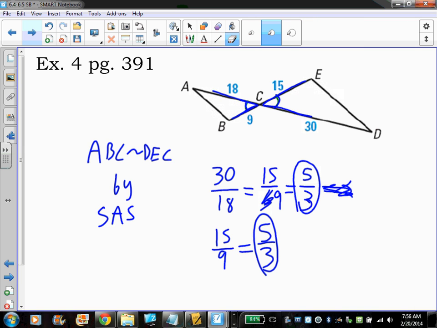So, there you have it. This is how similarity works. This is a pretty big deal when it comes to showing that things are similar, because now you don't have to show that all of the angles are congruent and that all of the sides are proportional. You can limit what you're doing a little bit.